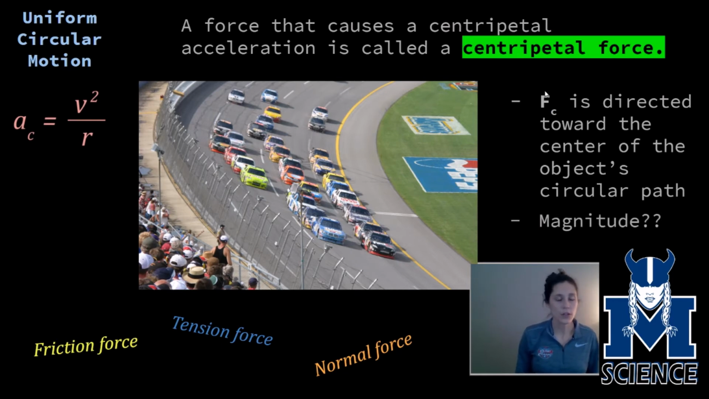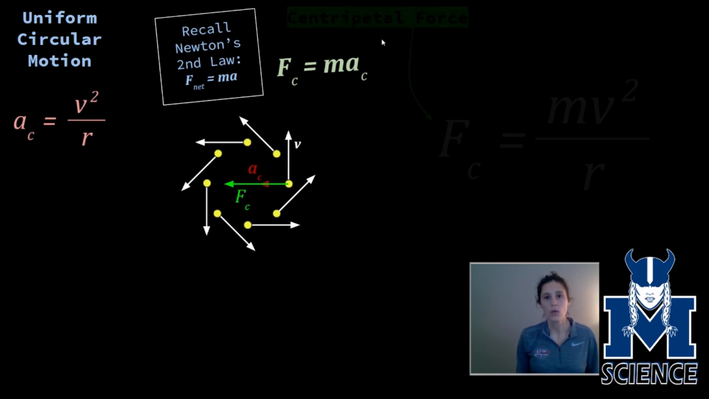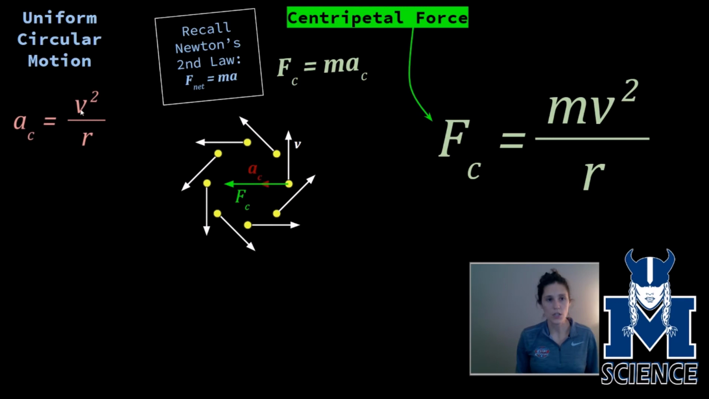Okay, but how do we calculate the magnitude of this force? Well, if you recall, Newton's second law says the sum of the forces, or the net force acting on an object, equals its mass times its acceleration. If we're looking for the centripetal force, let's put a subscript c, and that equals the mass times the centripetal acceleration. In uniform circular motion, the acceleration is just that centripetal acceleration. So if we plug in our v squared over r, we get that centripetal force equals mv squared over r.